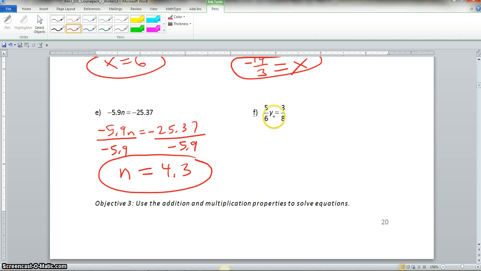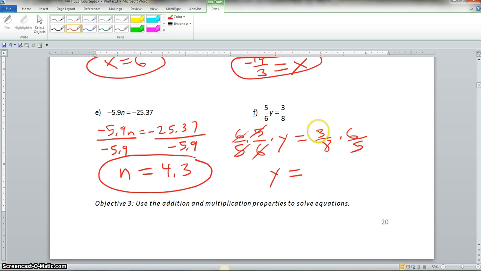Now we go here to f. We need to get y by itself. But this 5/6 is connected to the y by multiplication. Now what we could do to get rid of this 5/6, we could multiply each side by the reciprocal, which is 6/5. Now these 6's will simplify out, and these 5's will simplify out, and you'll be left with y.